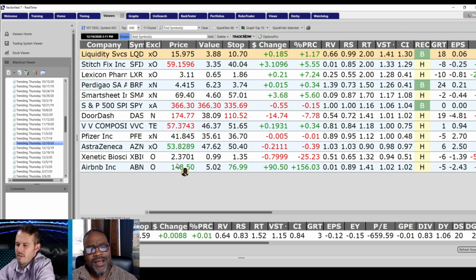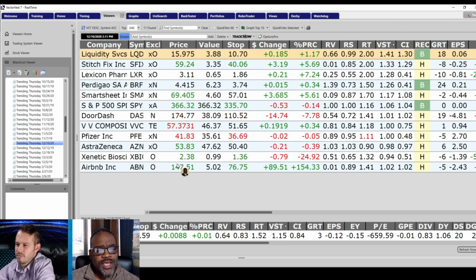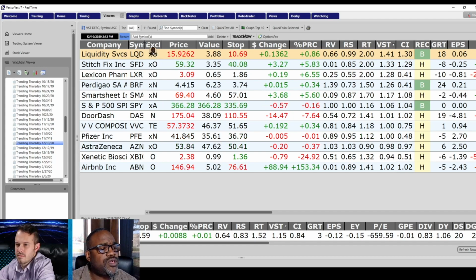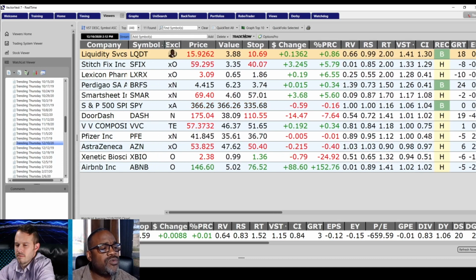Now, the big thing about how these stocks are sorted is important. No matter what story I look at, the stocks in our VectorVest watch list are automatically sorted by our master indicator, VST. That shows the stocks that have the best combination of relative value, relative safety, and relative timing. So no matter what stock I put in here, the stock that's got the best combination of all three will be located at the top of the list. And actually, one of the stocks that I will be talking about today will be LQDT. Where is that at? LQDT, followed by Stitch Fix, and so on.